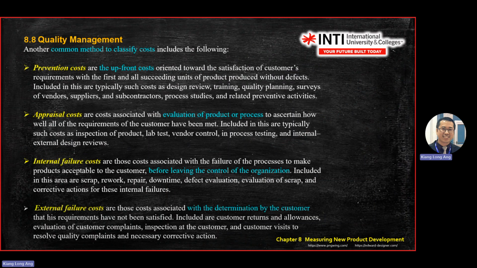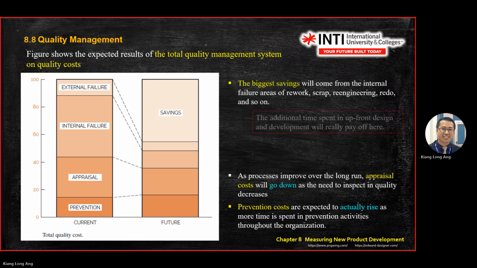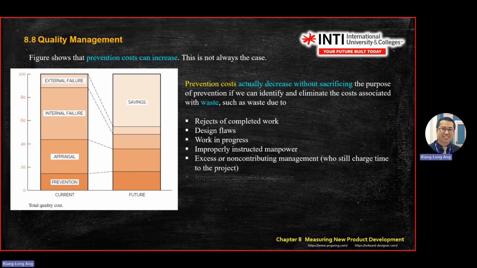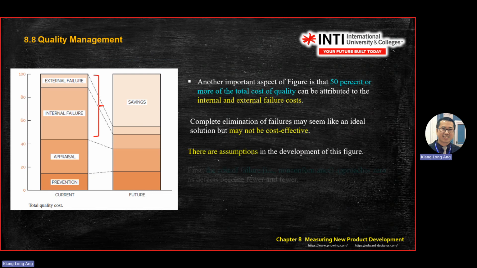Prevention cost, this one you read. There's a loss of cost. What is prevention, appraisal, internal, this one you read. Okay, this slide also you read. It involves 1, 2, 3, 4 with the saving. This one I skip. This one you read. Each one of it has its own explanation.